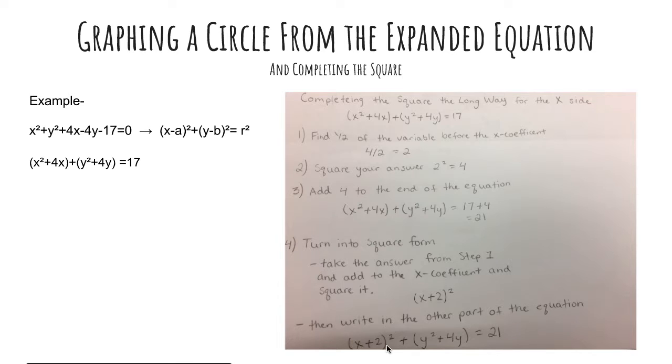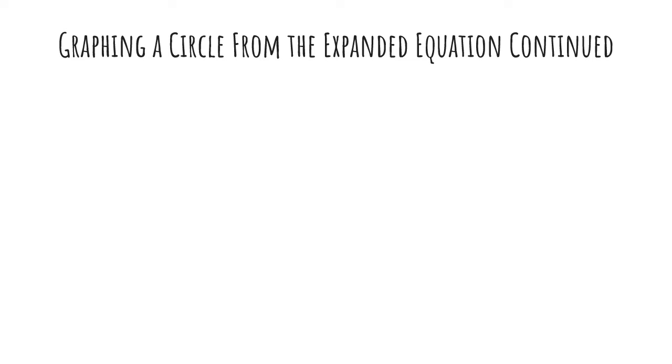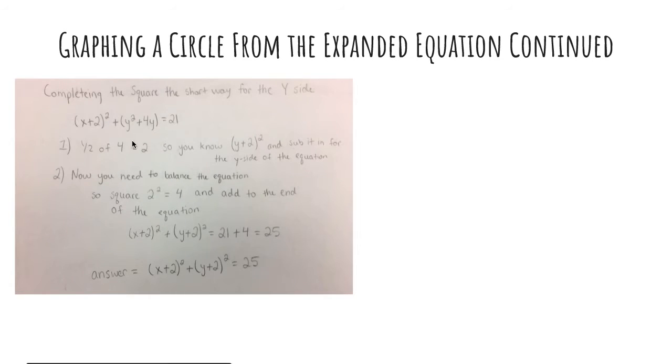So now you've completed the square for the x side of the equation, and you need to do it for the y side of the equation. So here's the short way to do that. So here's your problem. Again, you want to find half of whatever's in front of y. So half of 4 equals 2. And you know that you can sub 2 in to form a perfect square, so you get y plus 2 squared. And you sub that in for the y side of the equation.